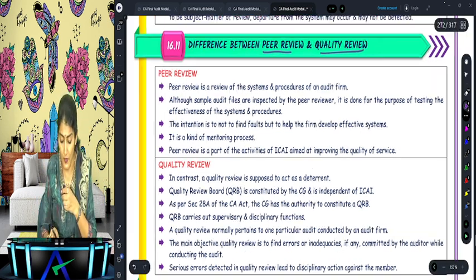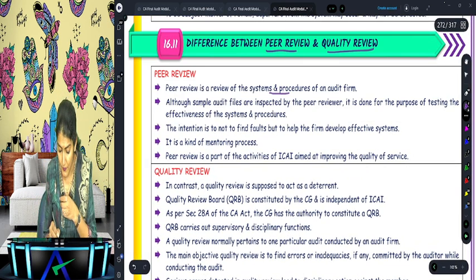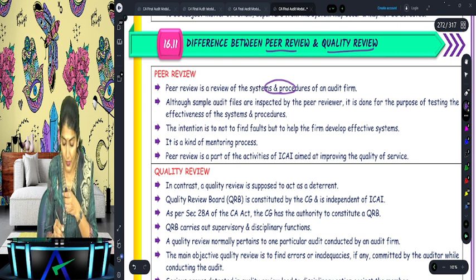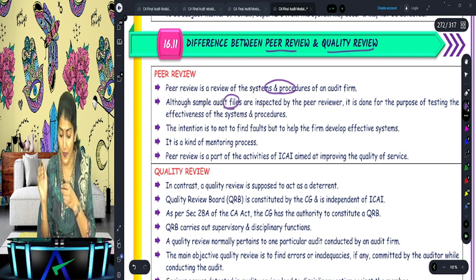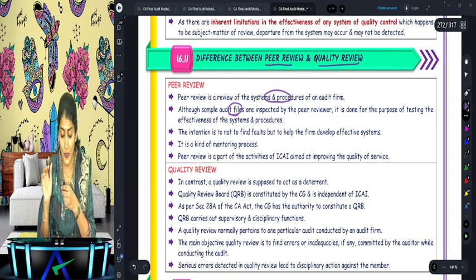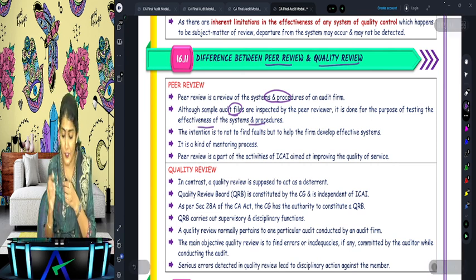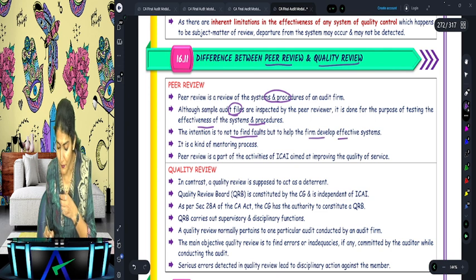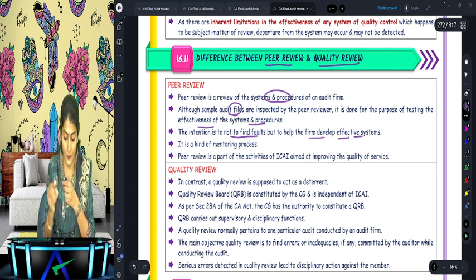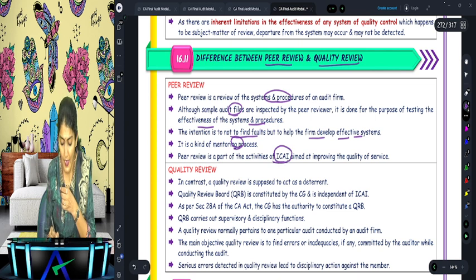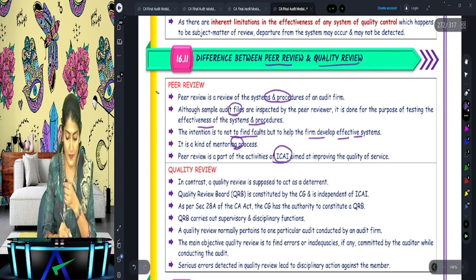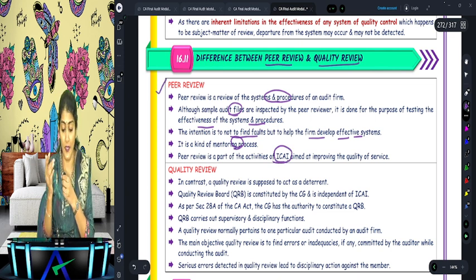So peer review is a review of the systems and procedures of an audit firm. Sample audit files are selected and inspected by the peer reviewer. It is done for the purpose of testing the effectiveness of the systems and procedures. The intention is not to find fault, but to help the firm develop effective systems. It is a kind of mentoring process, and it is a part of the activities of the ICAI.